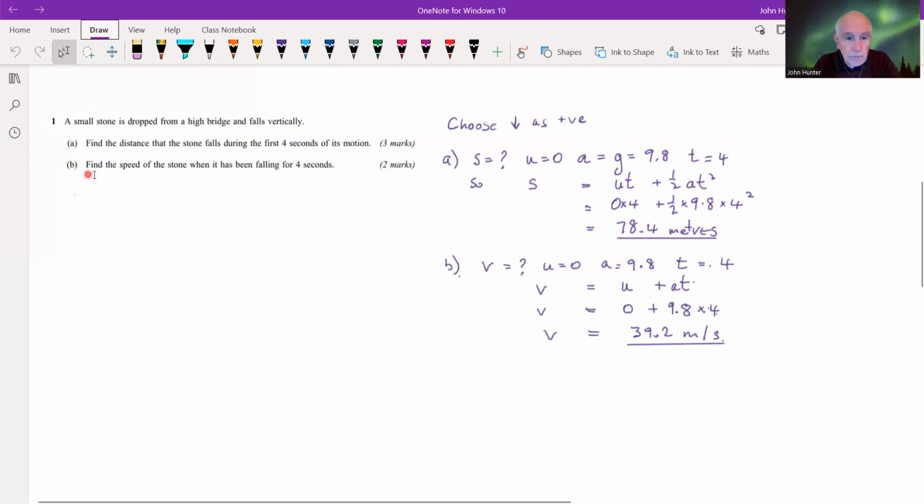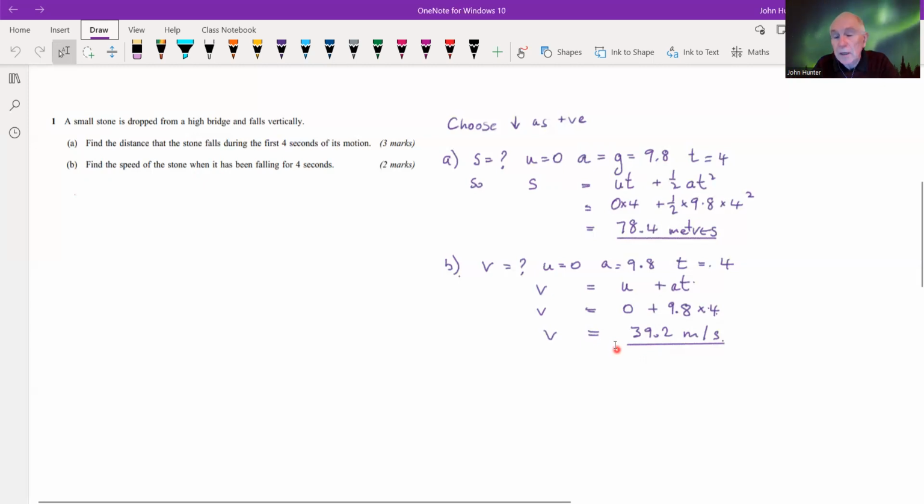The second part of the question: find the speed of the stone when it has been falling for 4 seconds. So again, this is the final velocity that we're interested in. The initial velocity is still 0, a is still 9.8, t is still 4. So this looks tailor-made for this equation here. You can just sub in these things. We don't even have to change the subject of the formula, really. It's just like before, it's actually explicit in v already. Work that through, and that gives us 39.2 meters per second.